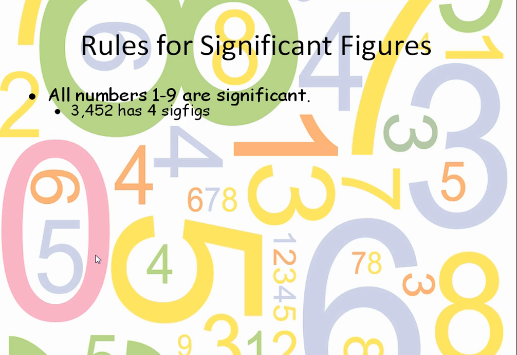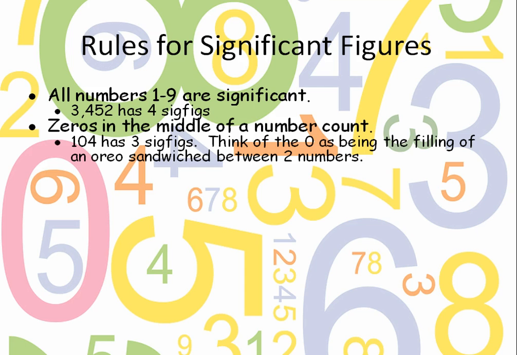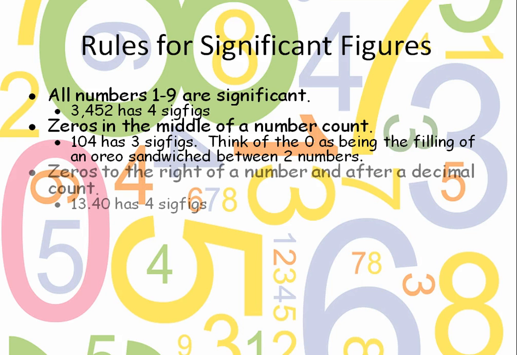They matter. They're important. So if I have 3,452, that has 4 significant figures, or sig figs, because all 4 of those are between 1 and 9. They all count. Zeros in the middle of a number count. Alright? 104 has 3 sig figs. You can kind of think of the 0 as being the middle of an Oreo. It's the filling in an Oreo cookie. It gets sandwiched in between the two. It matters, because why are you eating an Oreo with no filling in it? That's just crazy talk. So it's important.